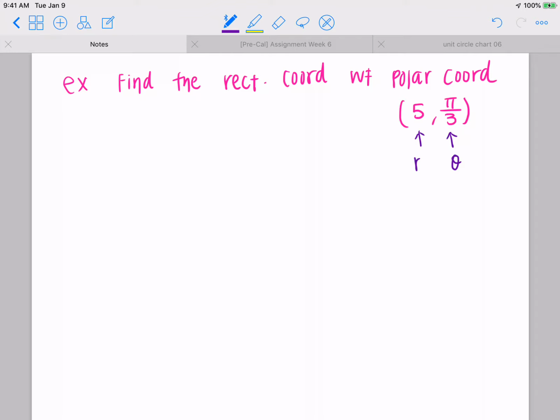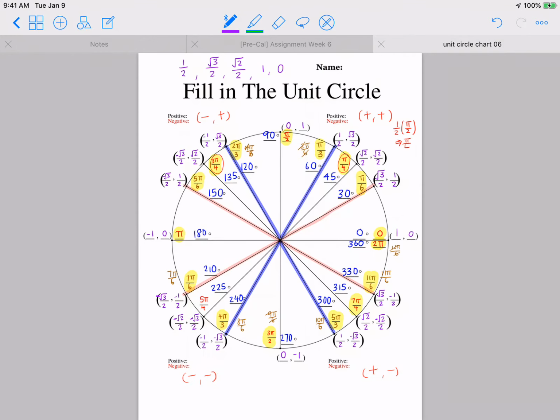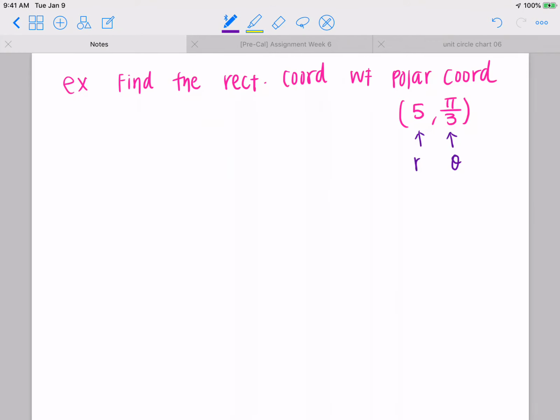And because we are dealing with pi's and things like that, we're gonna try not to use our calculator. The most that you can use is this chart right here. Okay, and I promise you it's really easy to use. So let's start out with 5 and then cosine of our theta, which is pi over 3. And then we have our 5 sine pi over 3.